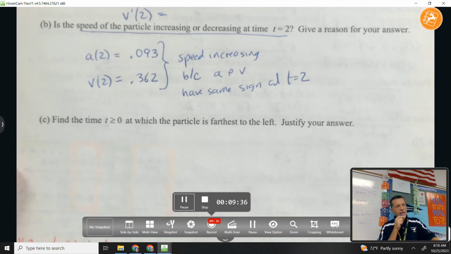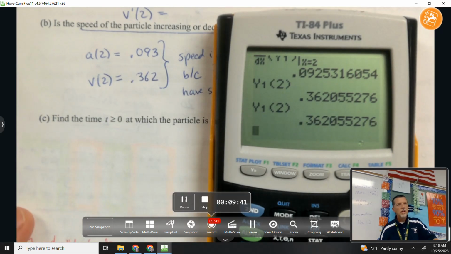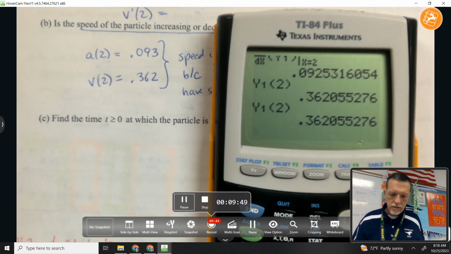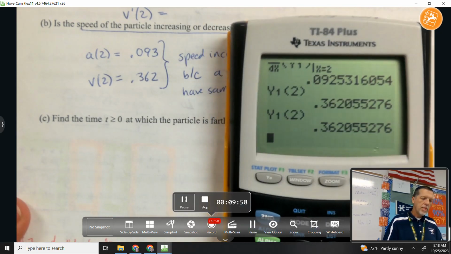Ian? Can you put in the V2 again? It's just y1 at 2 because y1 is V. I swear I didn't do that. No, I'm pretty sure I handed it to her and then she started pressing on buttons.